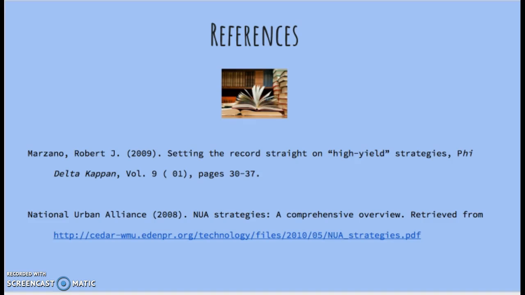For more information on either of these, you can check out Robert Marzano's article that we were given, and also use the National Urban Alliance website, and I linked a list of different strategies you can use that meet a lot of these needs.